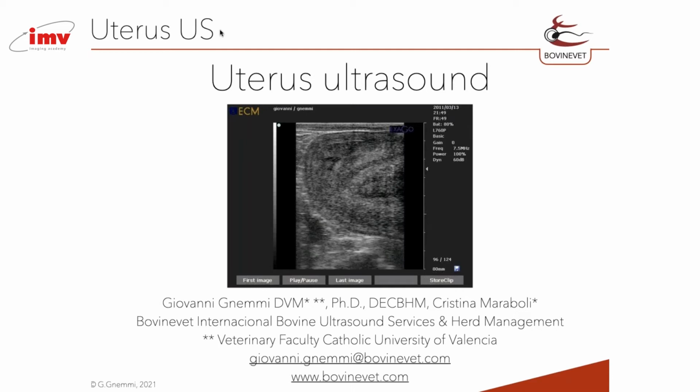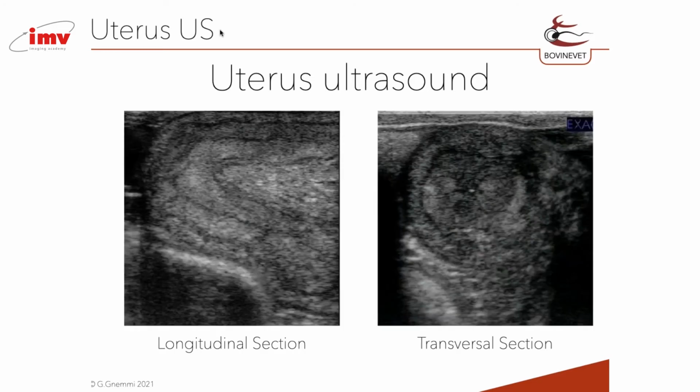Today I will speak about uterus ultrasound evaluation. It is the first of a series of meetings that we will do about these topics. Well, if we want to discover by ultrasound if the uterus has an infection or an inflammation, an abscess, or other pathologies, first of all, we have to know very, very well the physiology of the uterus. Well, we have to start with the very basic steps.